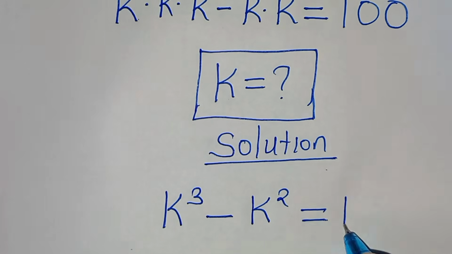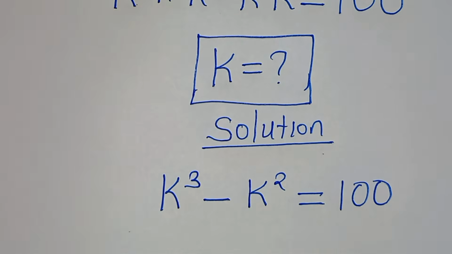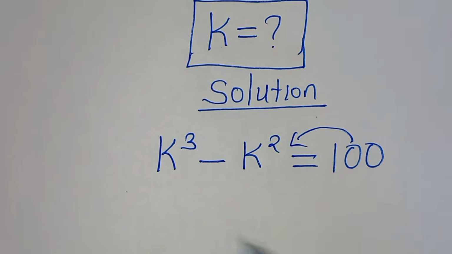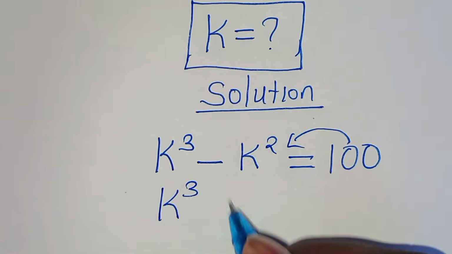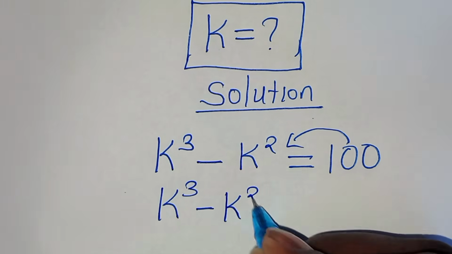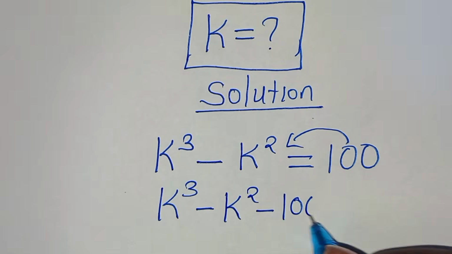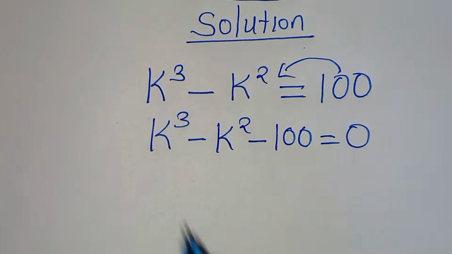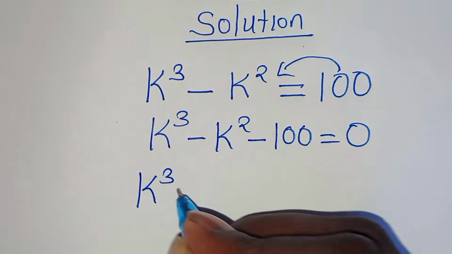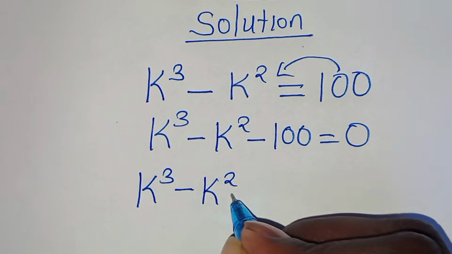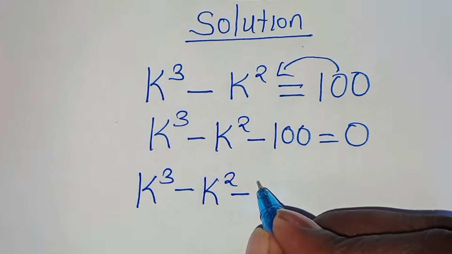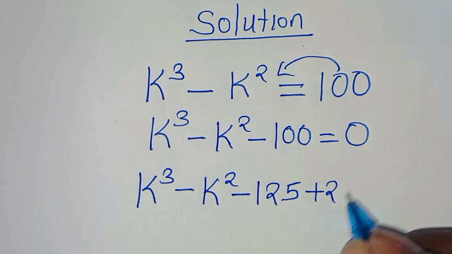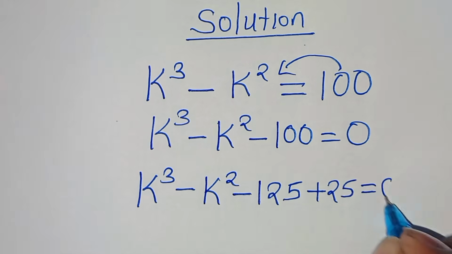This is equal to 100. The next step is to take 100 on the left hand side, so that we have k to the power of 3 subtract k to the power of 2 minus 100. This is equal to 0. So this means we have k to the power of 3 subtract k to the power of 2 minus 100, which is the same thing as minus 125 plus 25. This is equal to 0.